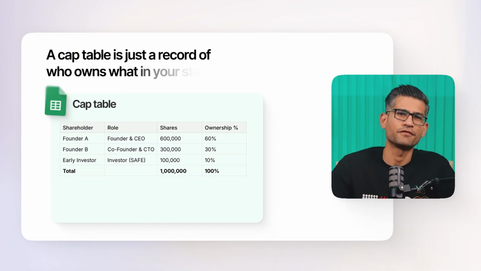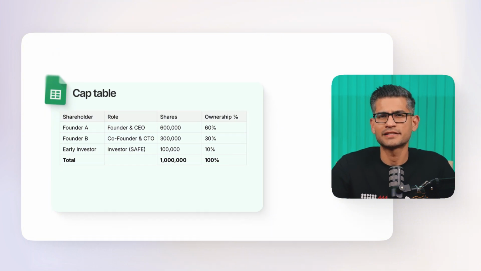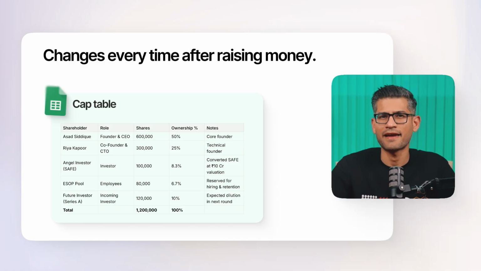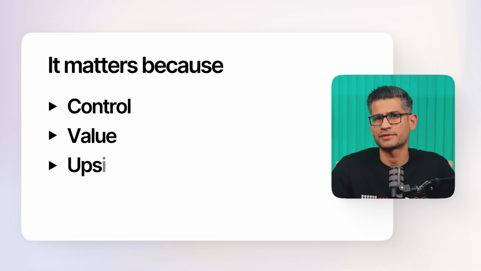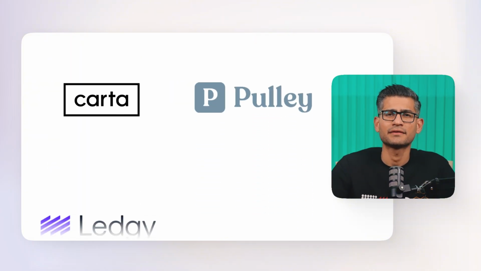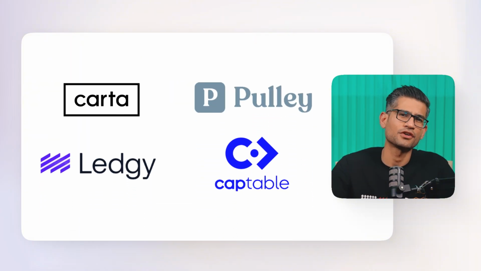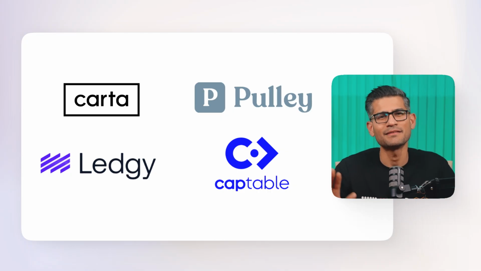So just a quick recap. Cap table is just a record of who owns what in your startup. It starts simple on a spreadsheet but changes every time you raise money. It matters because it shows control, value, and upside. Tools like Carta, Fully, Captable.io make managing your cap table clean, simple, and mistake-free. So the next time somebody says, let's check the cap table, you know exactly what they mean.